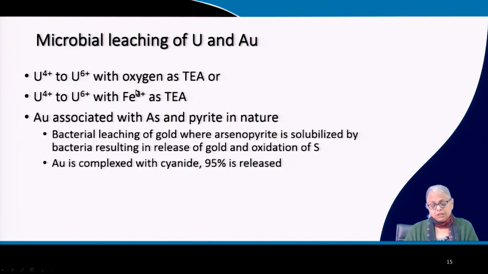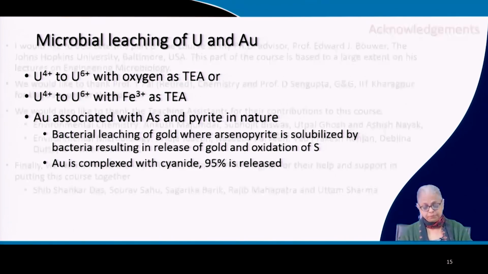Gold in general is associated with arsenic and pyrite in nature, and bacterial leaching of gold, where arsenopyrite is solubilized by bacteria, will result in the release of gold and oxidation of sulfur. Gold is often complexed with cyanide, and you get 95% recovery of gold from the ore.